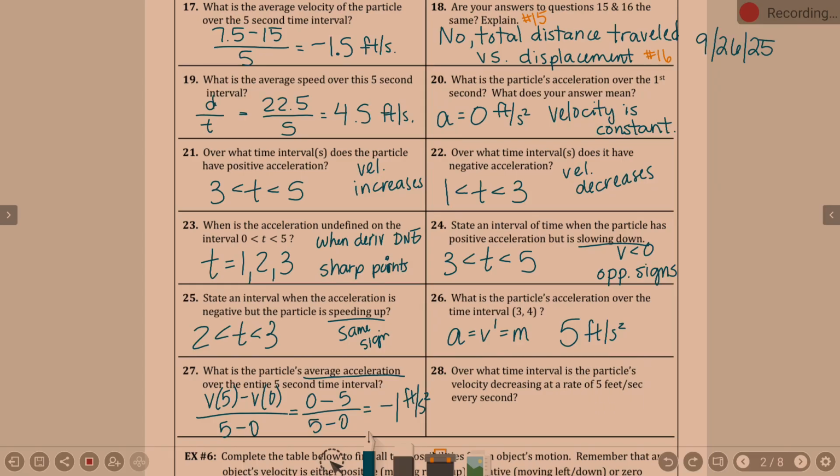And last one of this forever long problem. Over what time interval is the particle's velocity decreasing at a rate of 5 feet per second every second? Now, 5 feet per second every second, realize that's a long way of saying 5 feet per second squared. That's a big hint right there of what we're looking for. It's just from 1 to 2.